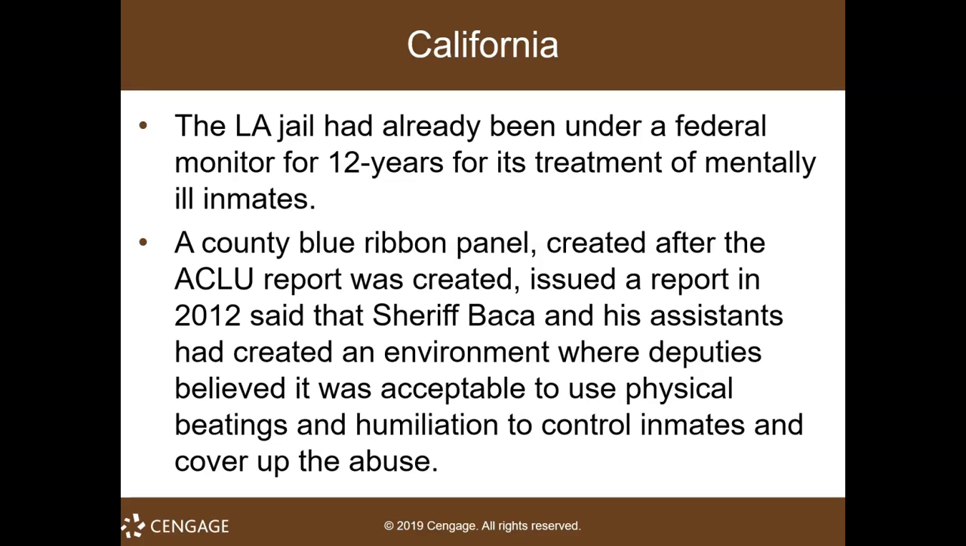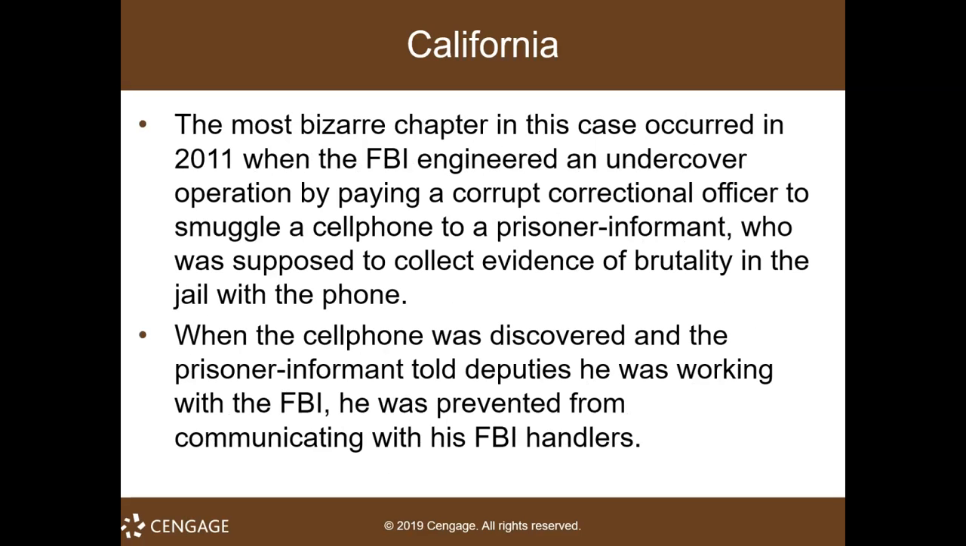And a county blue ribbon panel created after the ACLU report basically issued a report in 2012 that said that Sheriff Baca at that time and his assistants had created an environment where deputies believed it was acceptable to use physical beatings and humiliation, etc., to control inmates and then to cover up the different types of abuses.